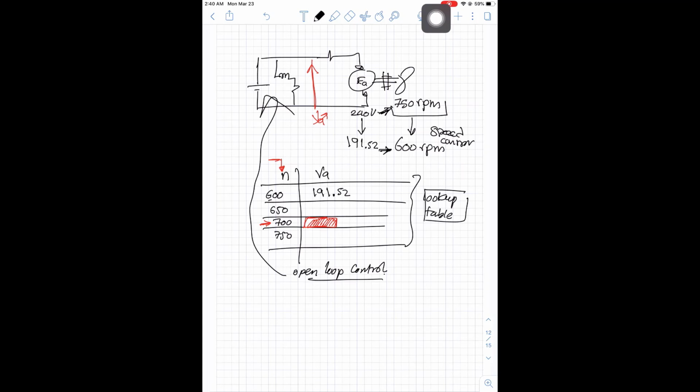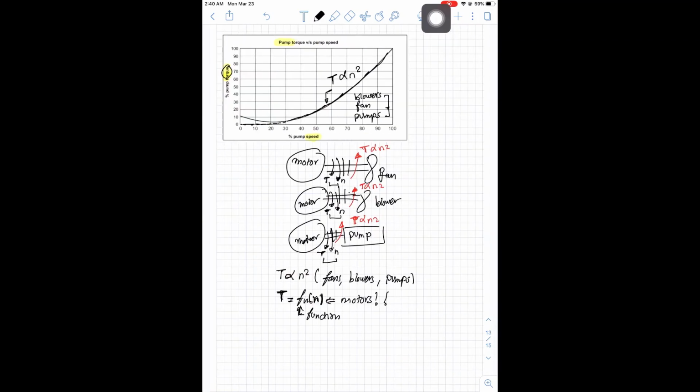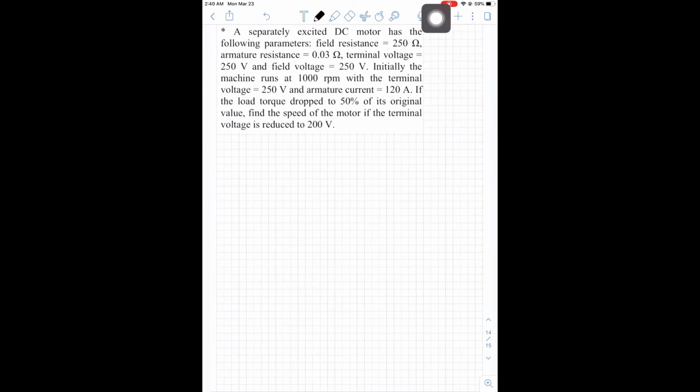So we did some examples for shunt machine and series machine today, and I will leave one question for you to do as homework. Please do this question as homework. The solution for this question will be posted in the study package for this chapter. So please do this homework before our next lecture.